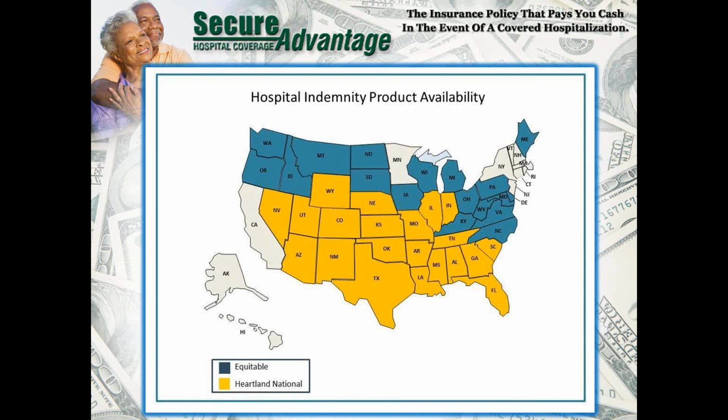Here is a product availability of where this product is available. If you are in the yellow states, we'd like for you to write it on Heartland National. If you're in the blue states, Equitable Life and Casualty offers it there. So we got about 44 states covered between the two companies.